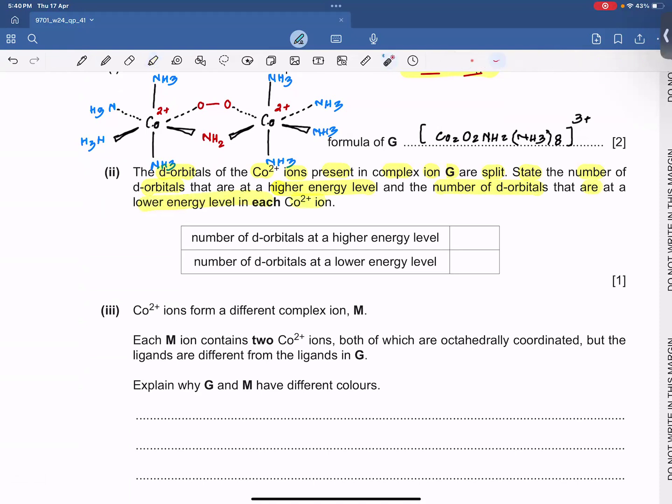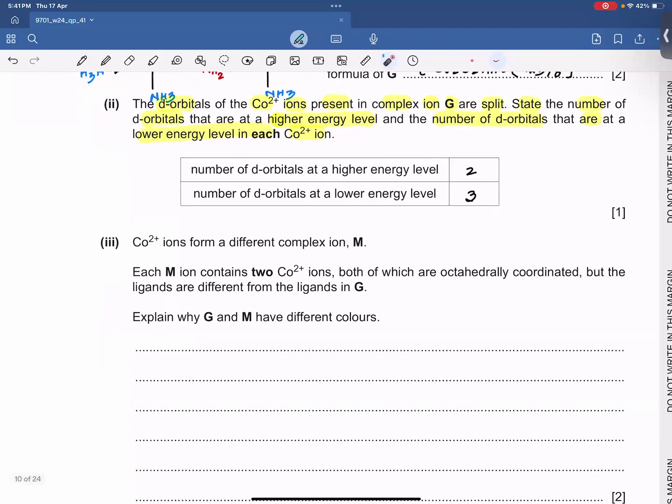Since the structure is octahedral, whenever an octahedral complex exists, the degenerate d orbitals are split into two different energy groups. The lower energy group contains 3 orbitals, which are dxy, dxz, and dyz. The higher energy group contains 2 orbitals, which must be dx square minus y square and dz square. Okay, we have done that part in the splitting of d orbitals.